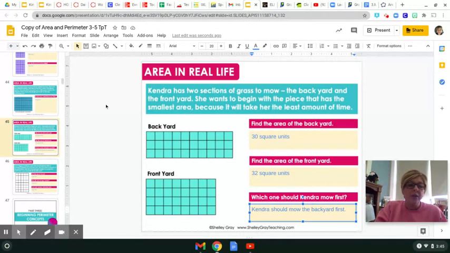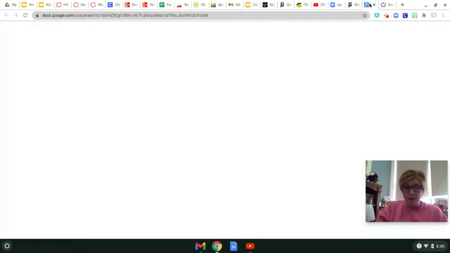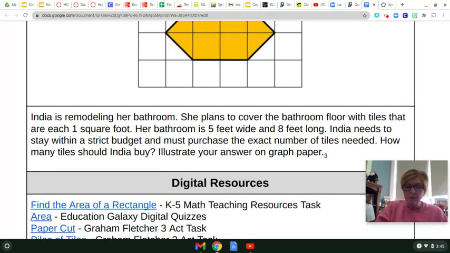Okay, good. Now I'm going to come over to my next screen, and here I have another problem. I'm going to show you how I would solve this one, a second example. This is about a girl named India. It says India is remodeling her bathroom. She plans to cover the bathroom floor with tiles that are each 1 square foot. Her bathroom is 5 feet wide and 8 feet long.